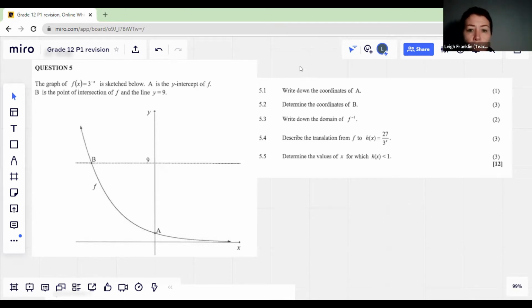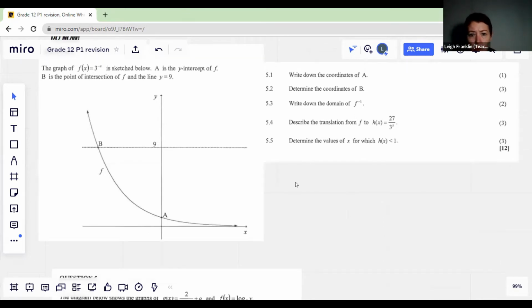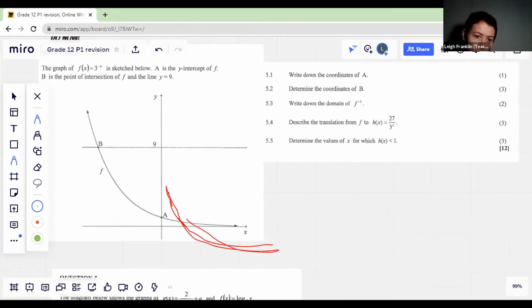So in other words, not that they've asked us to draw it, but your inverse looks like this. It will be something like that. It's not the best drawing I've ever done. So like that. Here, this is going to be where x is greater than 0.